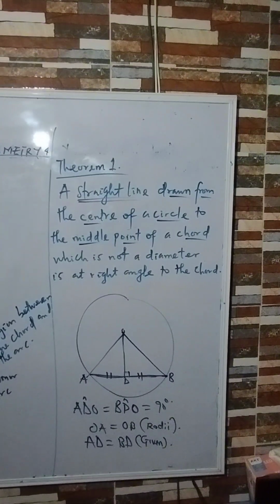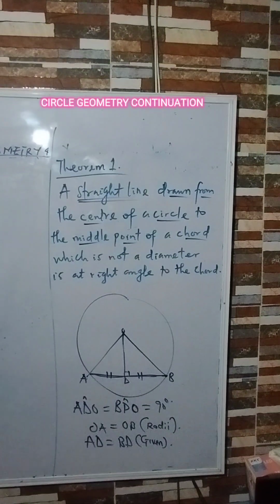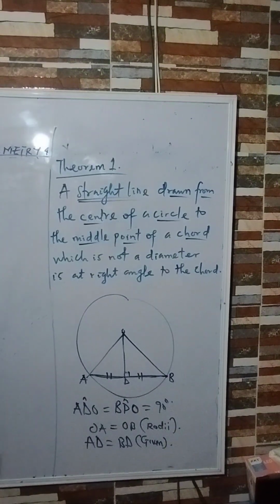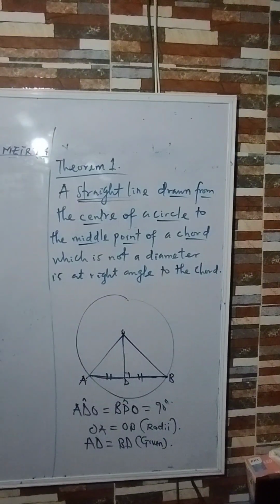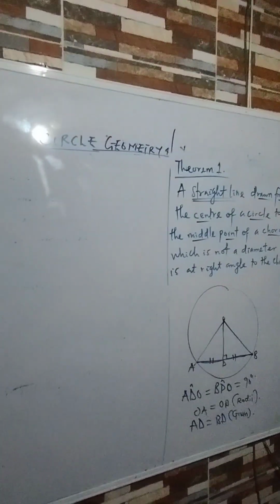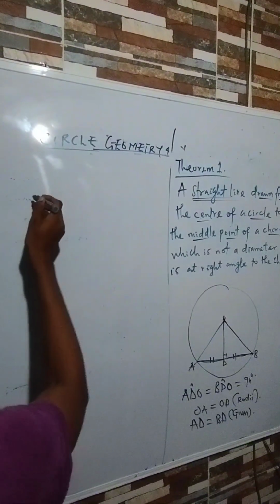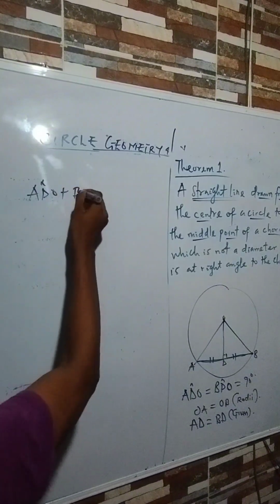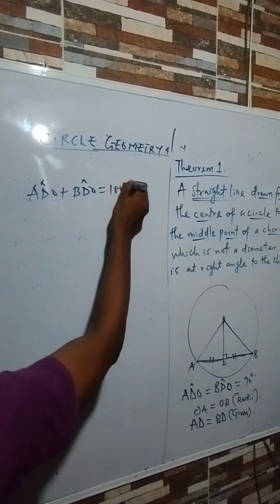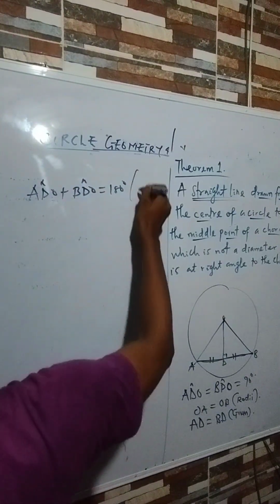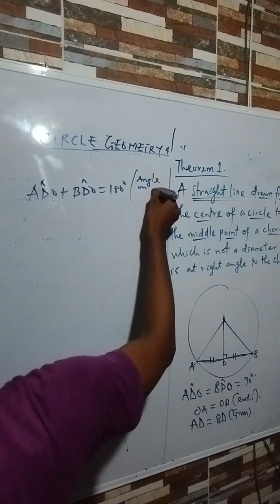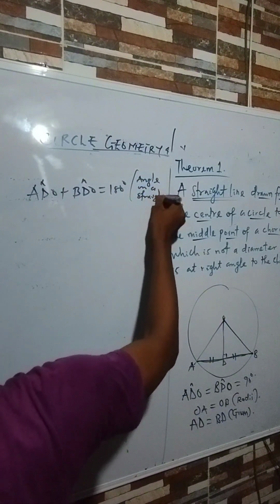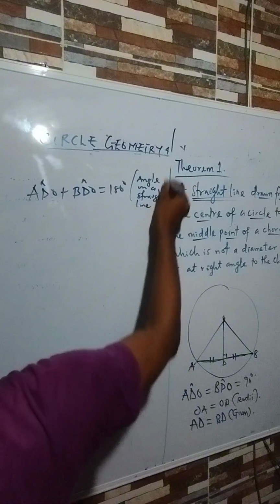So in that case, it definitely means that we can as well show from what we have, if that is given, so what happens on a straight line? We know that the sum of angles on a straight line is equal to 180. So with what we have here, we can say that ADO plus BDO is equal to 180 degrees. And the reason: angle on a straight line.